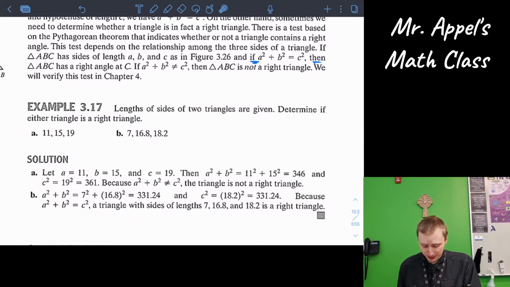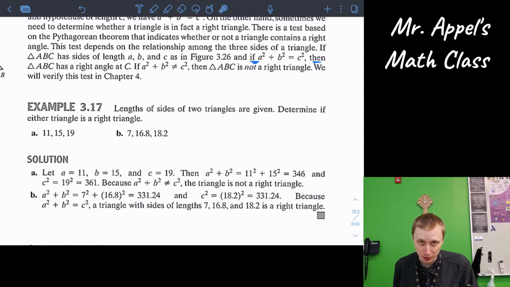All right, how about B? We've got 7, 16.8, and 18.2. So plug those numbers in for A, B, and C. We will get 7 squared plus 16.8 squared, which will be 331.24. And C squared, 18.2 squared, is 331.24. Hey! Those are the same, so because A squared plus B squared equals C squared, a triangle with side lengths 7, 16.8, and 18.2 is a right triangle.